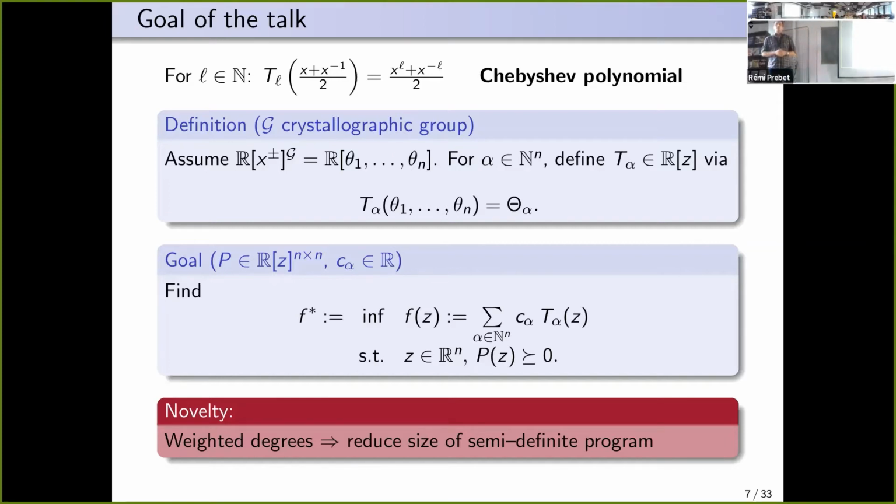But what we propose is two things. First of all, you have to exploit that you have these Chebyshev polynomials, and second of all, to exploit that you have this matrix right here. And this is not something new. So people have looked at symmetry adapted bases to do these kinds of things. And the novelty here lies in a good definition of the degree of a polynomial. And what this means in the end is that we reduce the size of the matrices that appear in the semi-definite program.